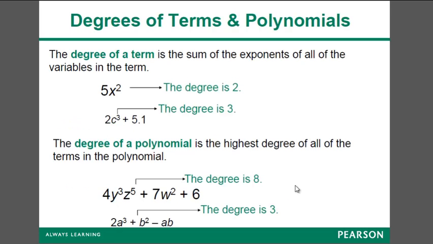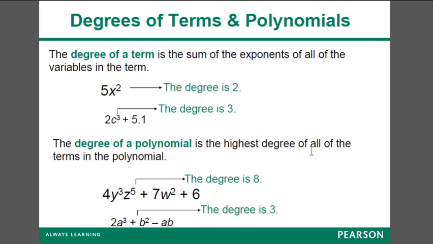We want to look at the degrees of terms in a polynomial. The degree of a polynomial, or the degree of a term, is the sum of the exponents for the variable, meaning the sum of the exponents in the variable of that term. For example, 5x squared has a degree of 2 because the exponent is 2. 2c to the third plus 5.1, we still have an exponent of 3, and that is our largest exponent. Therefore, that is the degree of the polynomial.